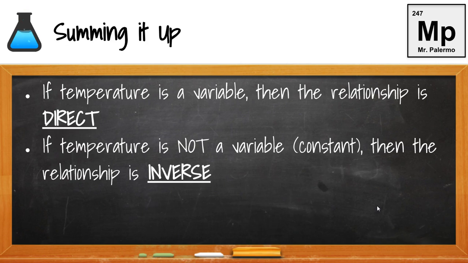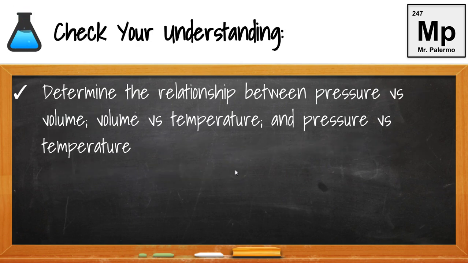So summing it up, if temperature is a variable, so if temperature is involved, then the relationship is direct. So temperature versus volume and temperature versus pressure is a direct relationship. So when one goes up, the other one goes up. If temperature is not a variable, if that's held constant, then the relationship is inverse. And that example was pressure versus volume. Let's check your understanding. Determine the relationship between pressure versus volume, volume versus temperature, and pressure versus temperature.